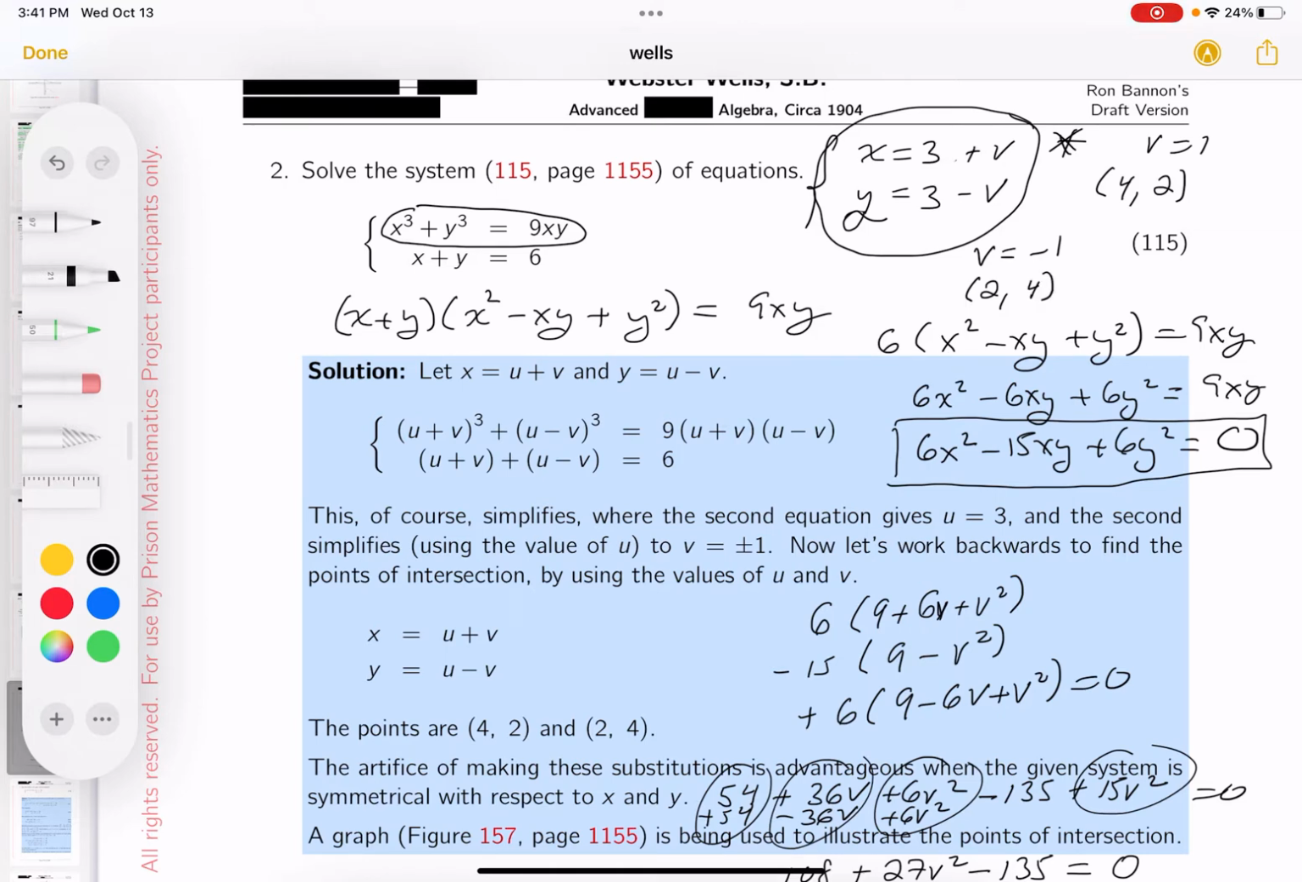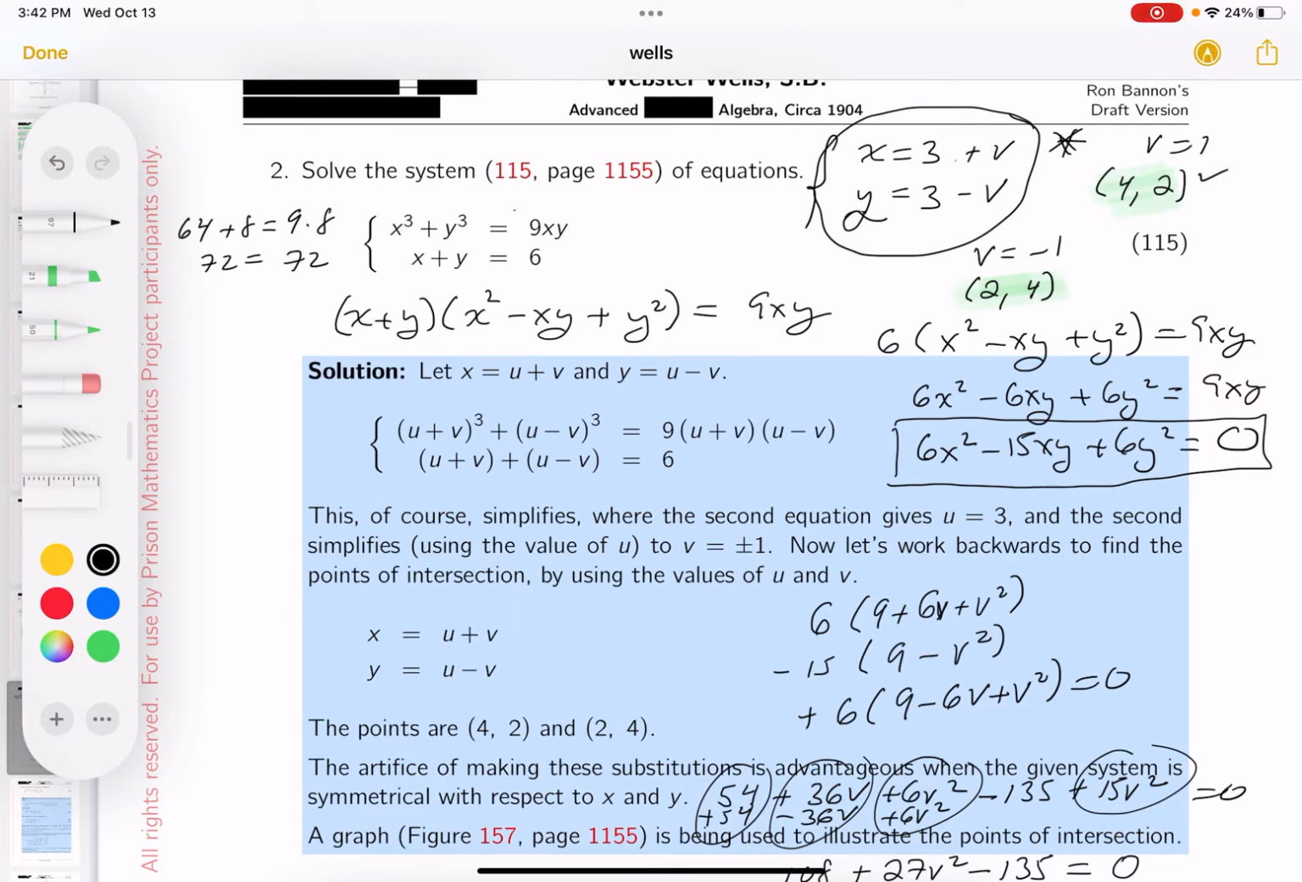Let me just point out what I mean by that. If they're answers, they're going to solve the system. Let me get my eraser out. I'm going to check, and I'll check one at a time. And I'm going to check this one first, because it looks easy for me to do. And what do you get? 4 cubed is 64. 2 cubed is 8. And that's 9 times, what's x times y? 8. 64 plus 8 is 72, and 9 times 8 is 72.